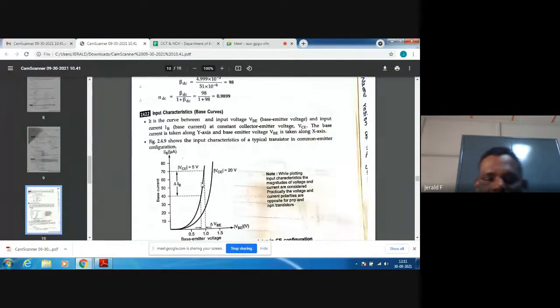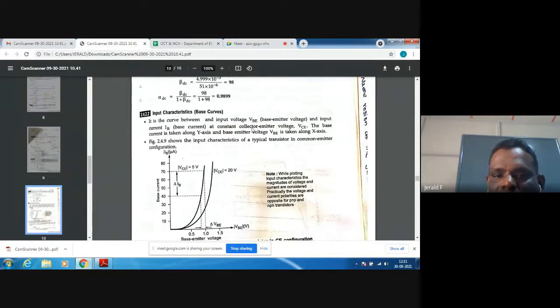How to work from the base curve. This is the same thing, base current as well as the base emitter voltage. This is the input side. The same thing, whatever it is, common base, common emitter, common collector. So the curve between the input side is the base emitter voltage and the input current.